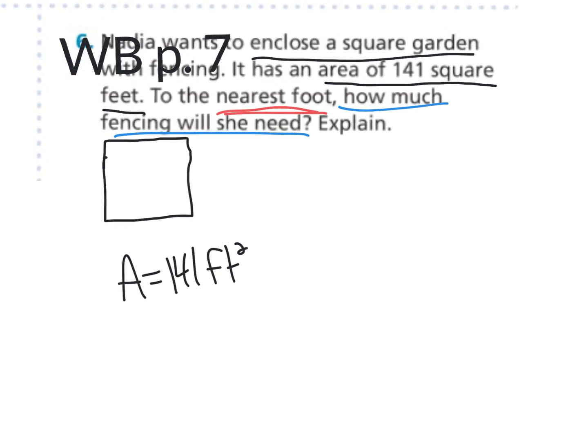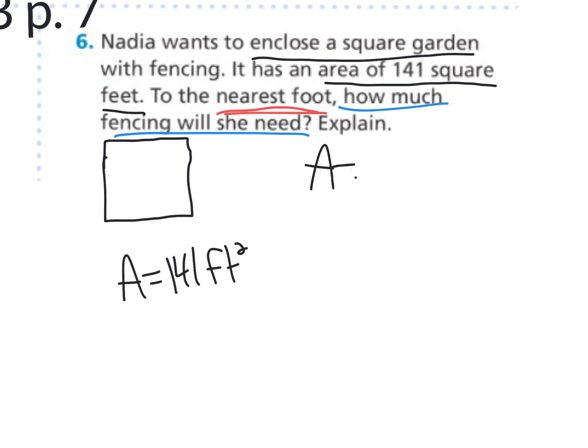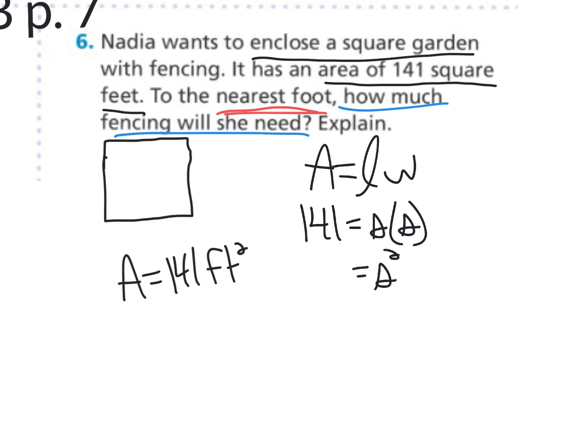So if we think about this, we could do area is length times width. Our area is 141. Length and width are the same here, so if you wanted to call them S's, you could do that. Okay. So if a side squared equals 141, if we did the square root, technically we put plus or minus there, but we can't have a negative side length.